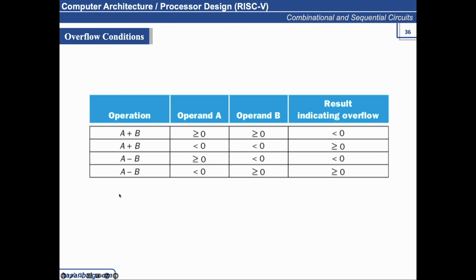So this is just a summary of whatever we have discussed. When you are performing A plus B, when operands A and B are both greater than 0, the result indicates overflow if the result appears to be negative. So it will indicate the result is overflowing.